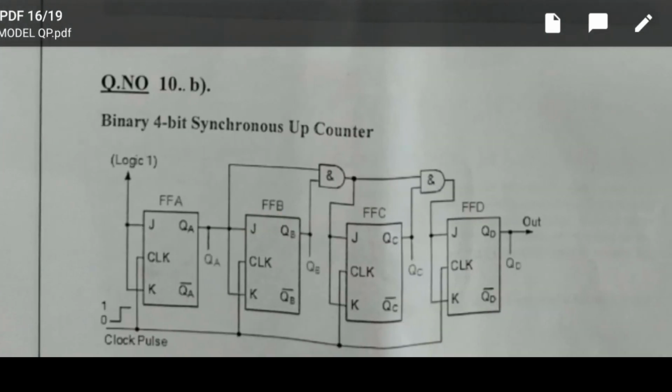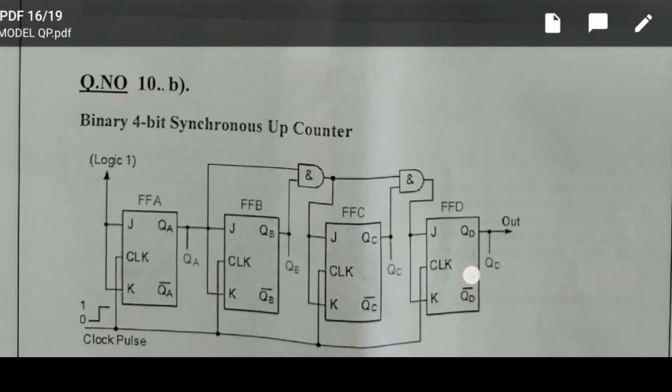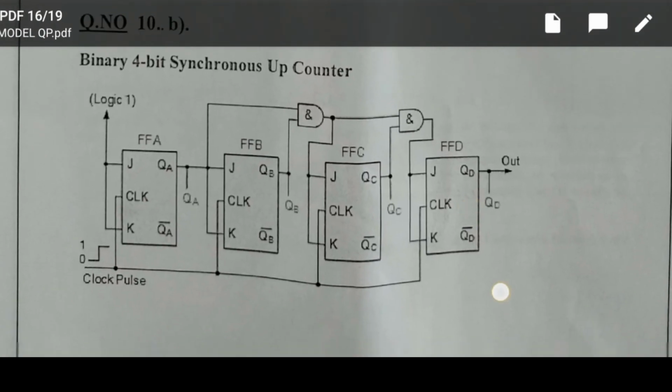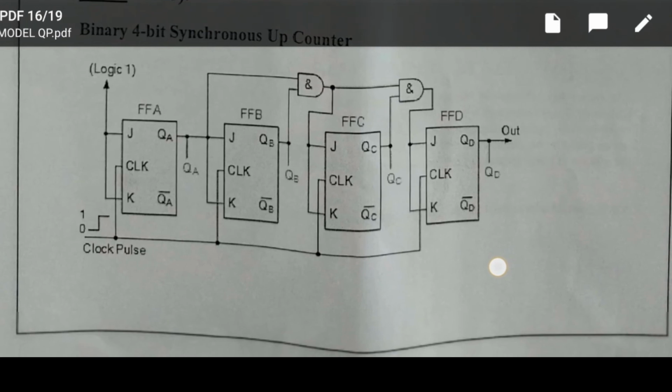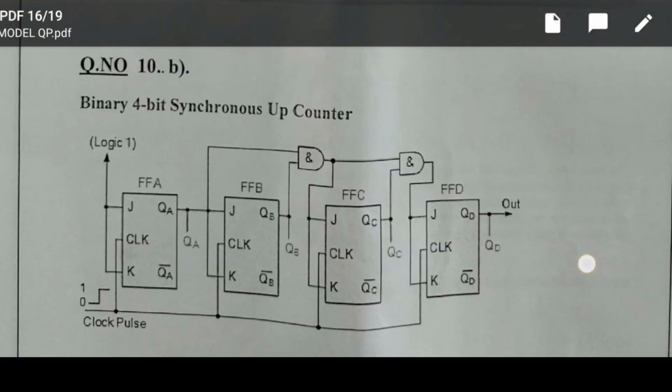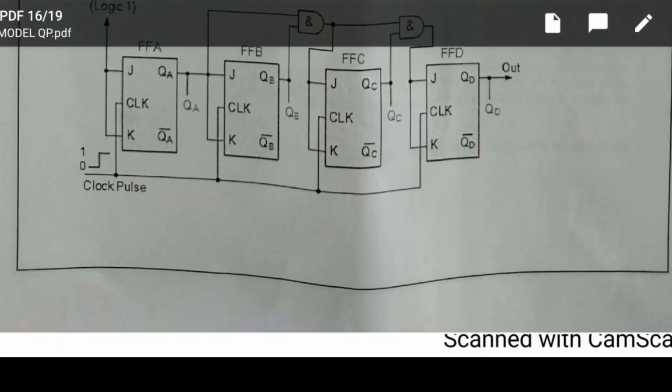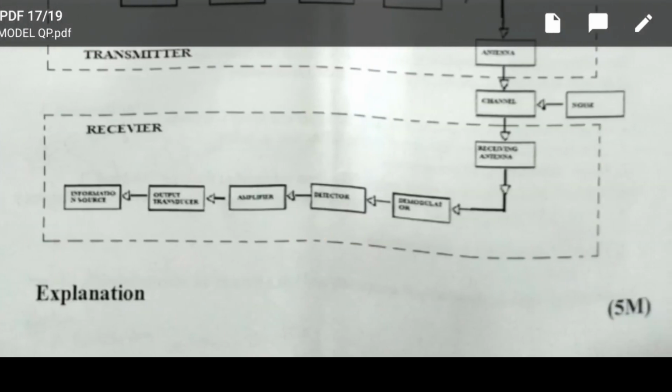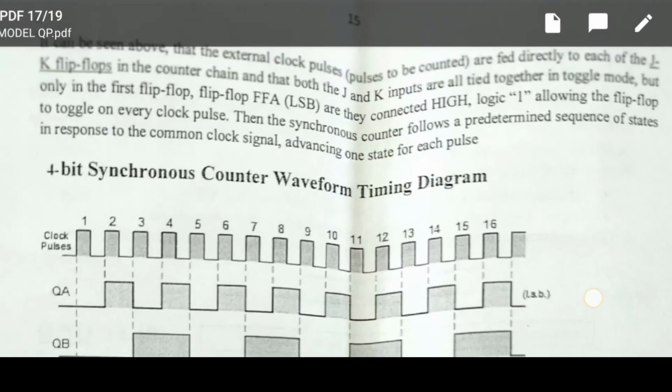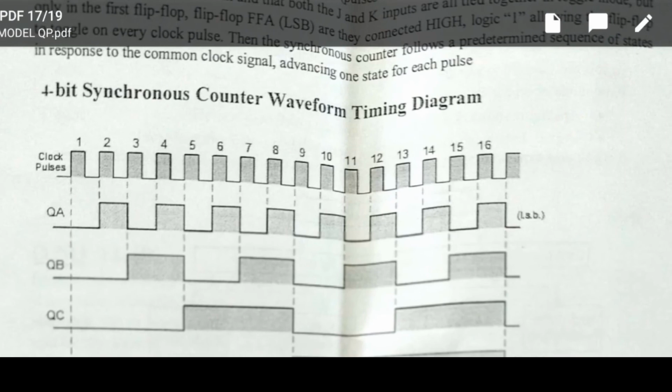Simply we can convert by using one method, the binary conversion method. Similarly, 10th question: binary 4-bit synchronous up counter. It is a synchronous up counter, binary 4-bit. Coming to the explanation of this, for the 10th question we require the binary synchronous up counter diagram and timing diagram.